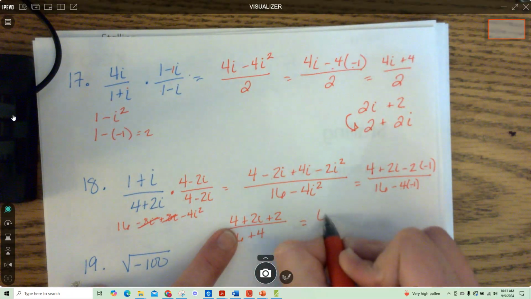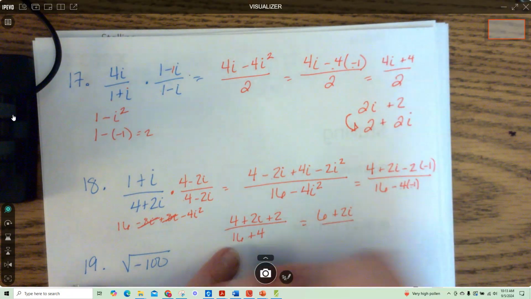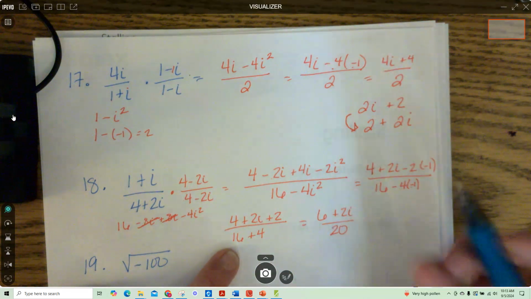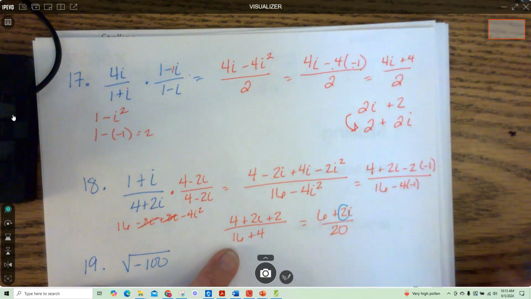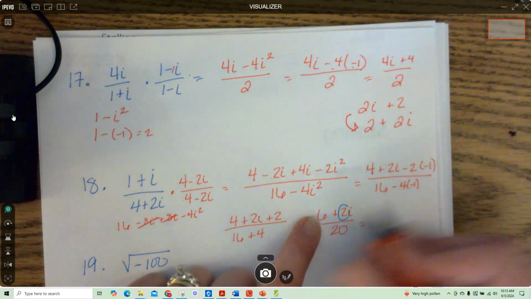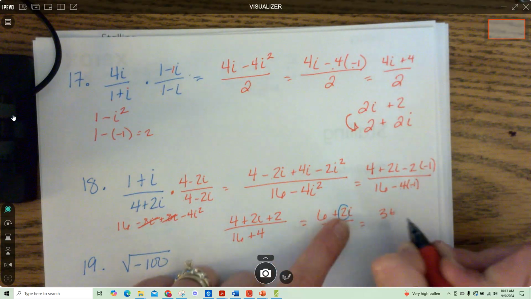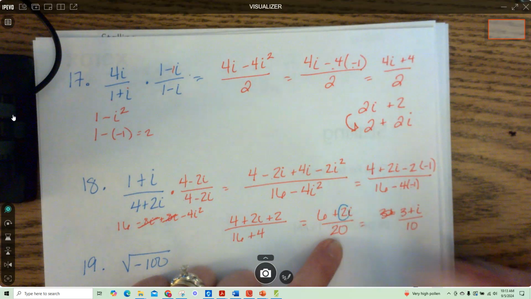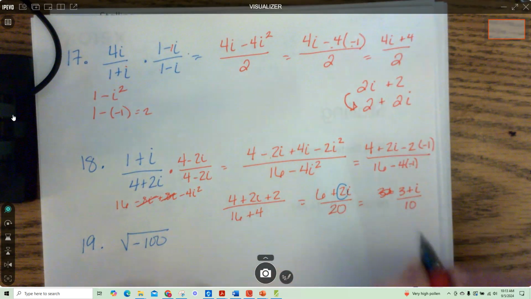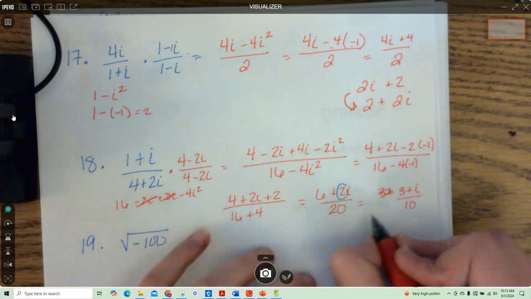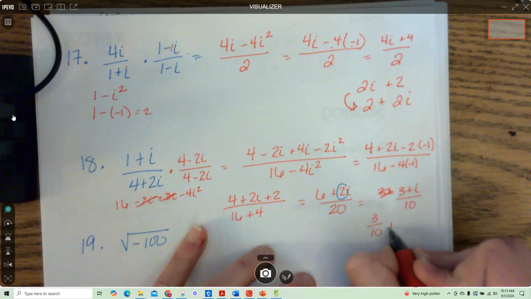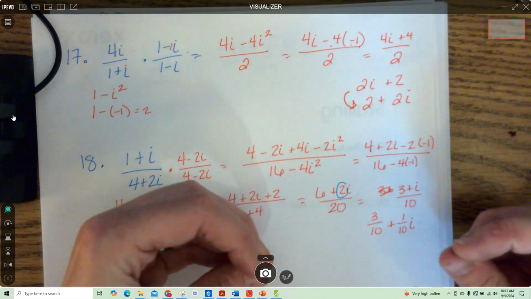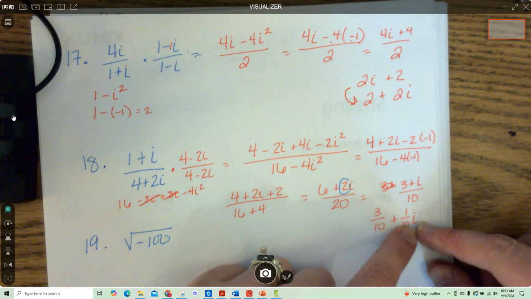Simplify again. 4 plus 2 is 6. Plus the 2i. 16 plus 4 is 20. My common factor here is a 2. So I'm going to divide each piece by 2. 6 divided by 2 is a 3. 20 would be a 10. So when I write this final form, split that fraction, I would have 3 over 10 plus 1/10 i. I'm taking that fraction and pulling it apart, and then pulling it apart again here.